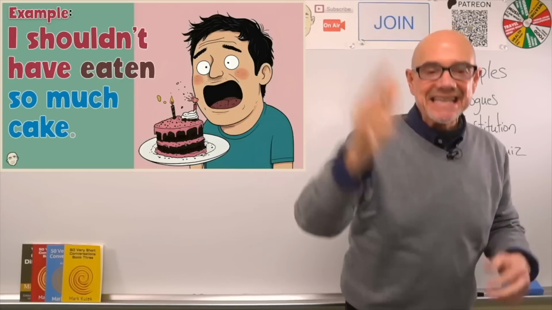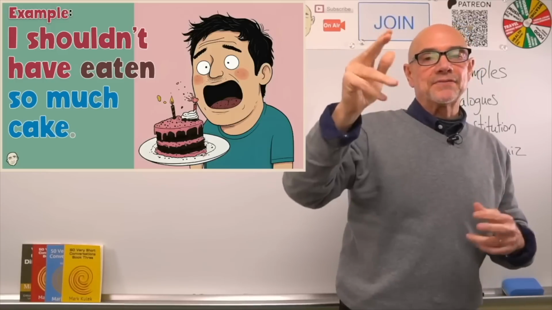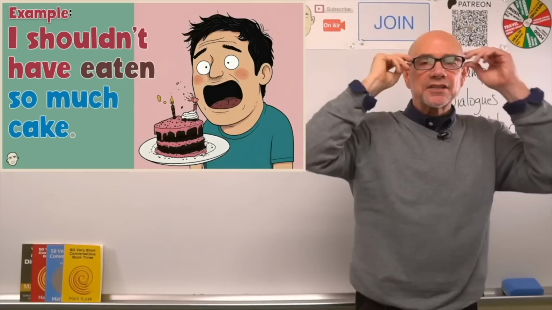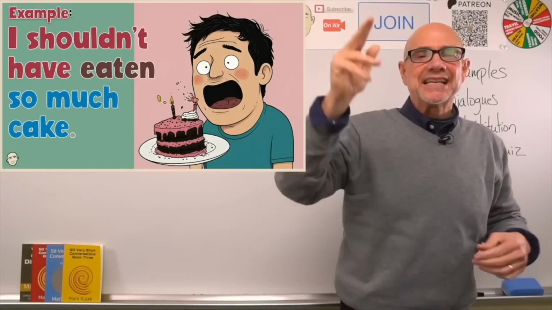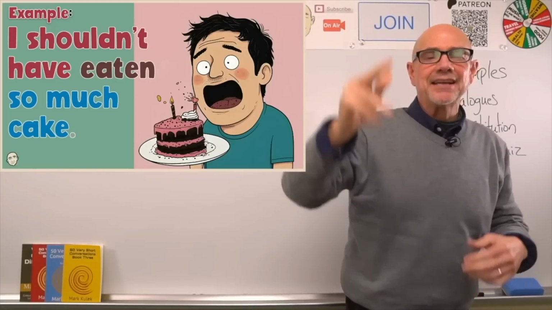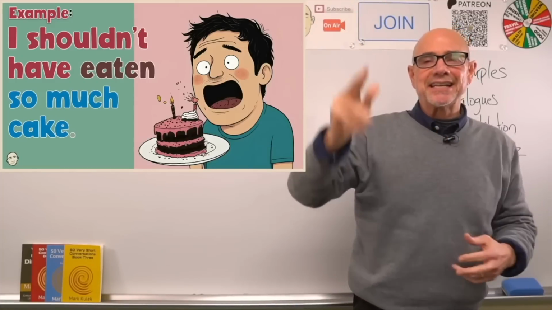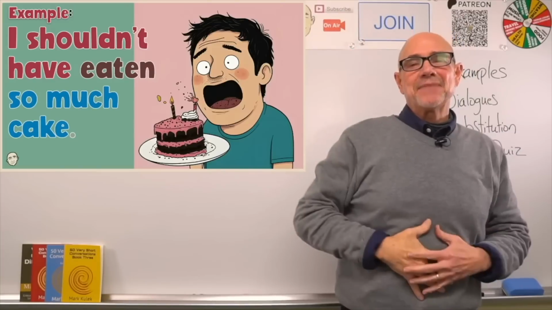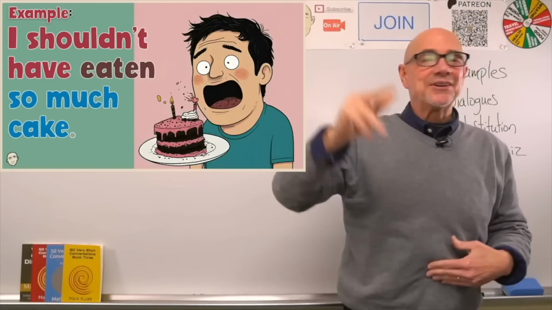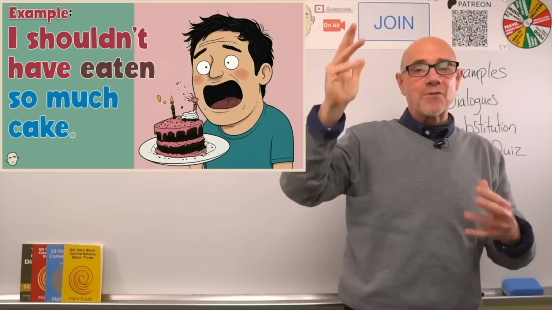Ate, eaten, plus more information, so much cake. I shouldn't have eaten so much cake. It's a regret, right? This person is regretting eating so much cake because maybe they have a stomach ache, so they shouldn't have eaten so much cake.